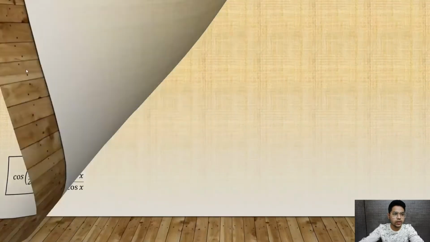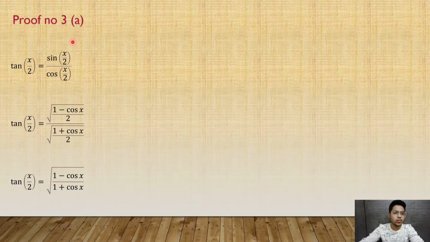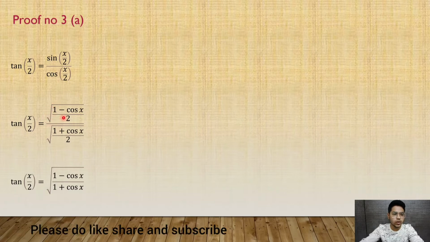Now turning to the next slide, that is proof number 3, of tan theta, that is tan of x/2, that is equal to sine of x/2 divided by cos of x/2. So tan of x/2 will be equal to, as we are substituting the value of sine of x/2 that we have calculated before, square root of (1 minus cos x) divided by 2, divided by the value of cos of x/2, the square root of (1 plus cos x) divided by 2. So now tan of x/2 will be equal to the square root of (1 minus cos x) divided by (1 plus cos x). So now turning to the next slide.